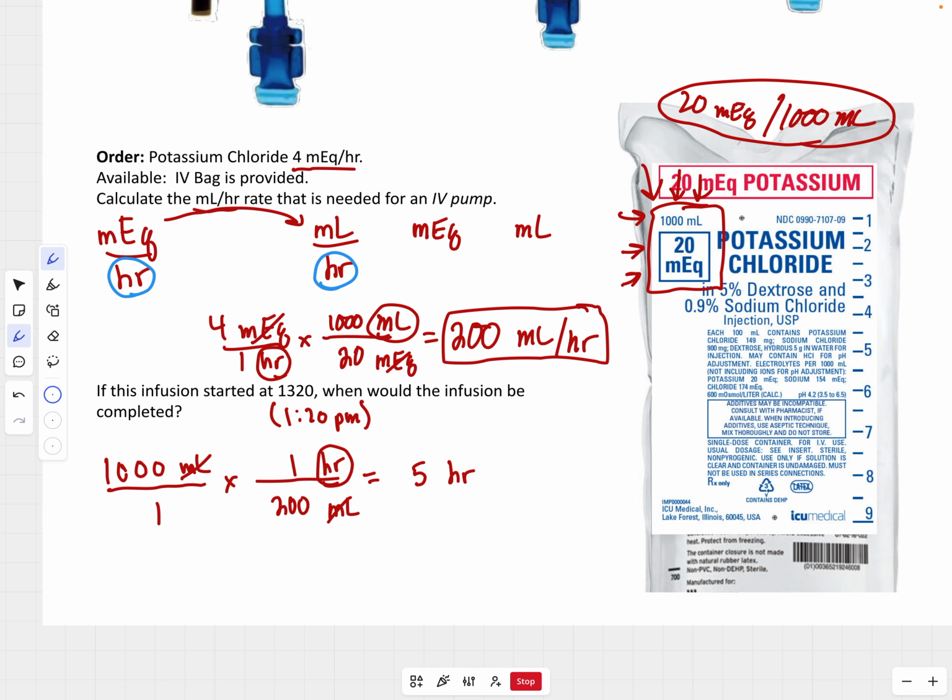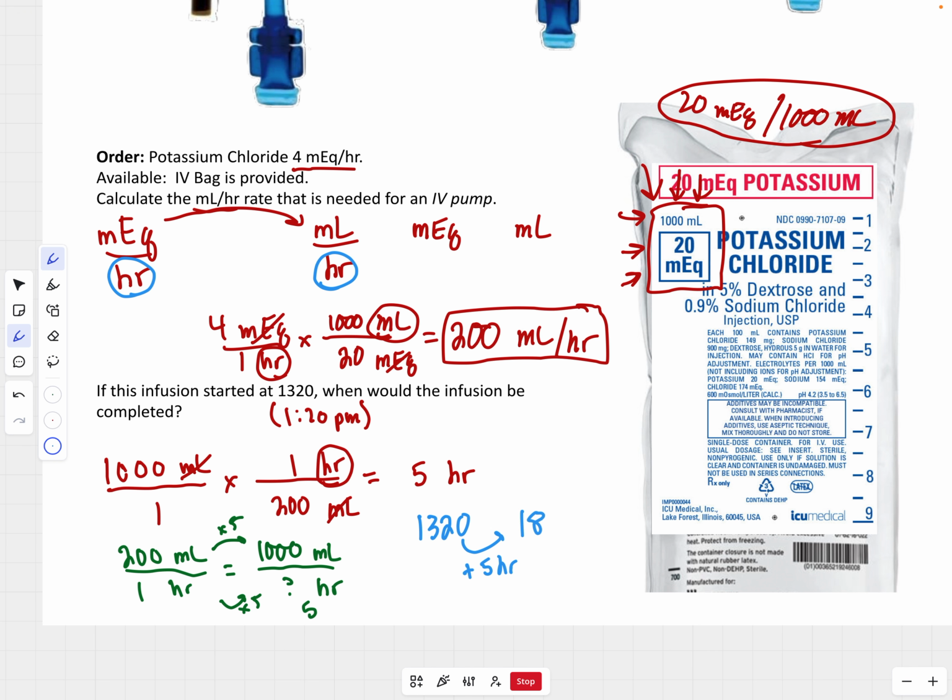Or if I wanted to use a proportion, if I know there are 200 mLs per hour being infused, well, what's an equivalent ratio or rate if I have 1,000 mLs? How many hours is that? So I see here that my scale factor is 5. We still get 5 hours. So that means if we have 5 hours later, from 13:20, if I add 5 hours, I would be at 18:20. So that is the completion time.